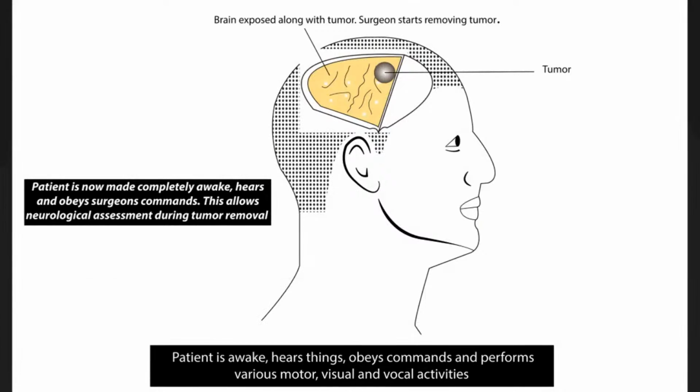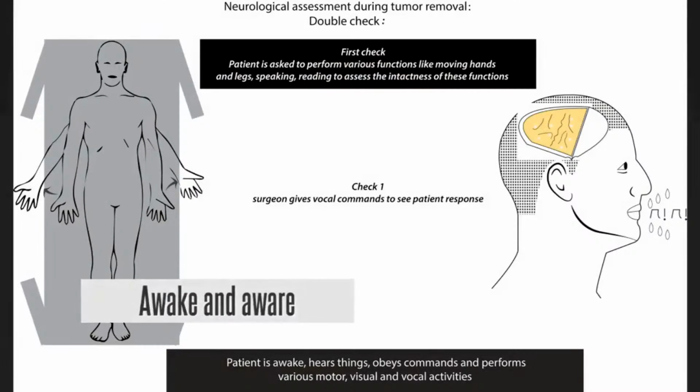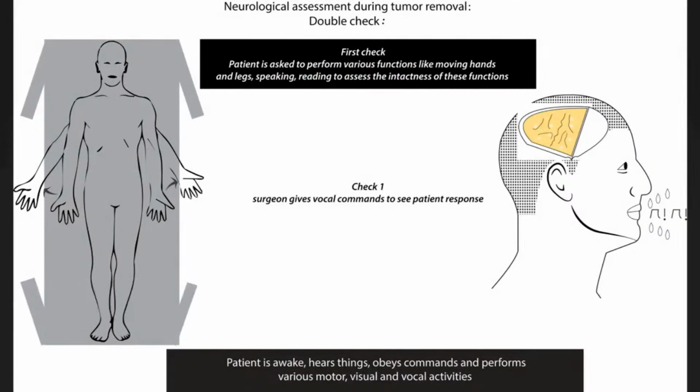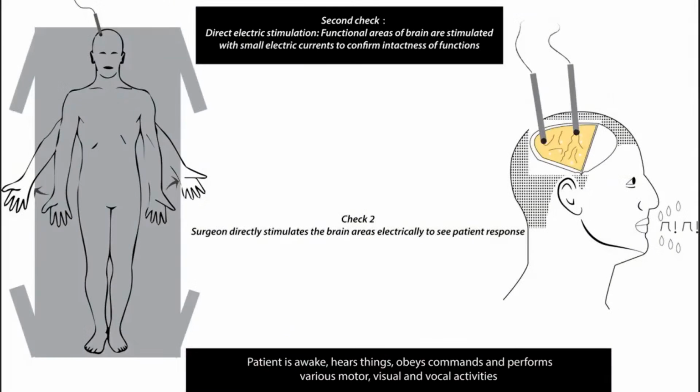Now patient is made completely awake. He hears and obeys surgeon's commands. This allows neurological assessment during tumor removal. The neurological status is doubly checked during tumor removal. First check. Patient is asked to perform various functions like moving hands and legs, speaking, reading to assess the intactness of these functions.